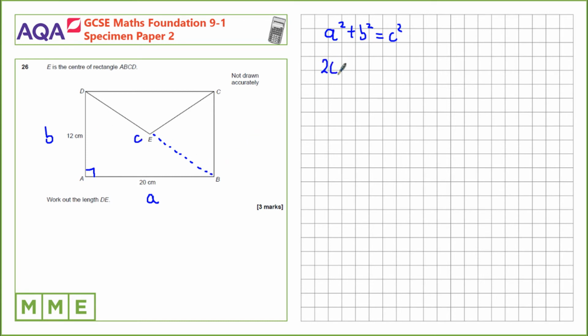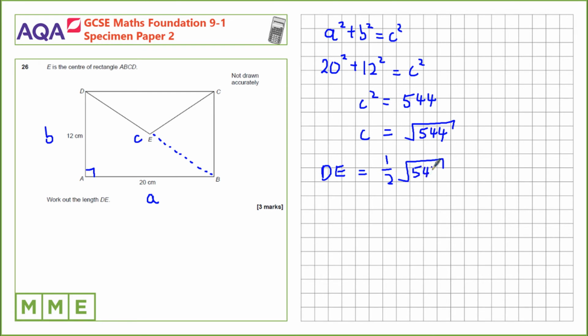We have A squared, 20 squared, plus 12 squared is C squared. That gives us that C squared is 544. C is the square root of 544. C is the length D to B. We want half of that length, D to E. So we can conclude that the length D to E is a half of the square root of 544. And if we put that into a calculator, we'll get that this is 11.7 to one decimal place.